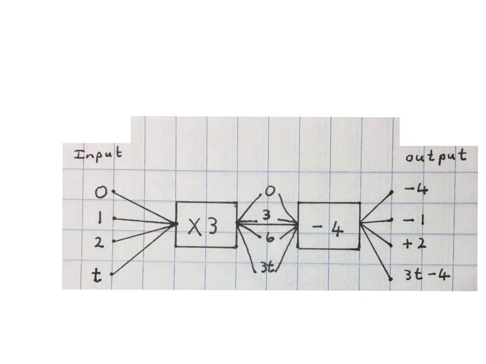Right, let's go from the beginning again. We take 0 times 3 is 0. 0 minus 4 is minus 4. 1 times 3 is 3. 3 minus 4 is minus 1. 2 times 3 is 6. That 6 minus 4 is 2. And then t times 3 is 3 times t, 3t. And 3t minus 4 is 3t minus 4.